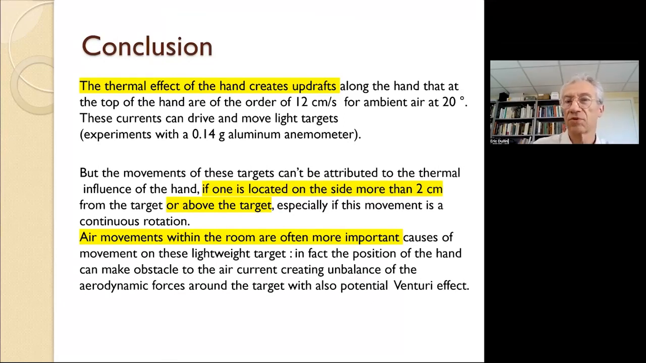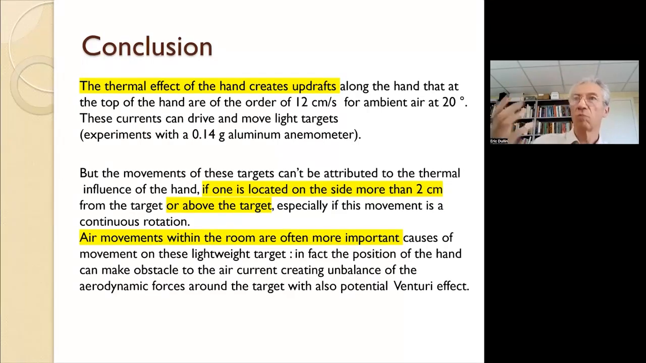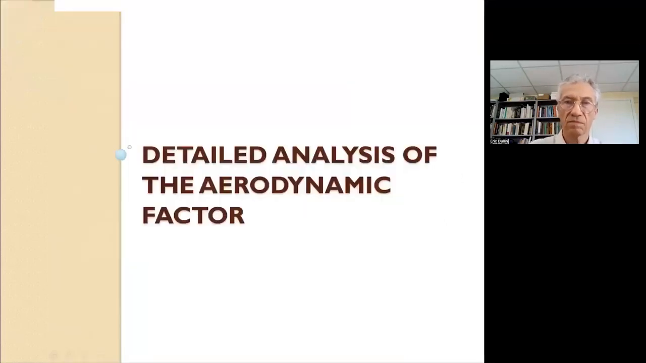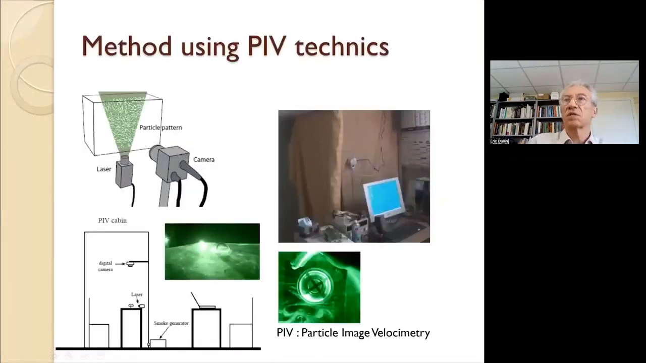The thermal effect of the hand creates, yes, an updraft, but if you are located more than 2 centimeters from the target or above the target, there is no effect. And very often, the air movements inside the room are more important than the thermal effect when you put some obstacle around to create this effect. So we have to go on to the aerodynamics. Aerodynamics is how we can say if the target is turning because of airflow around it or not.